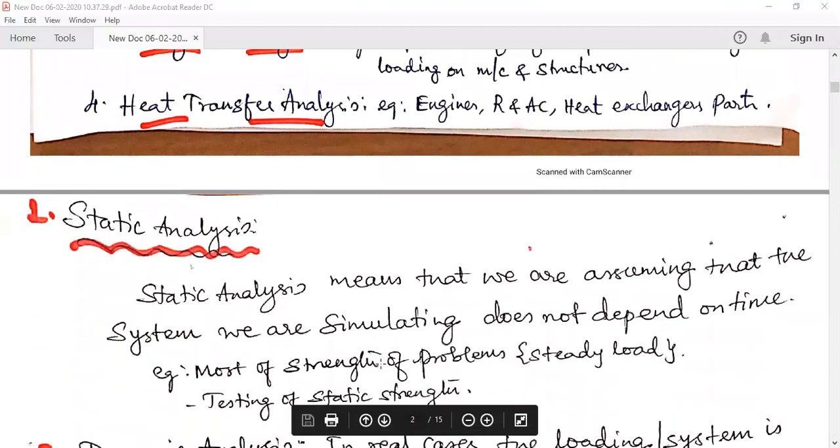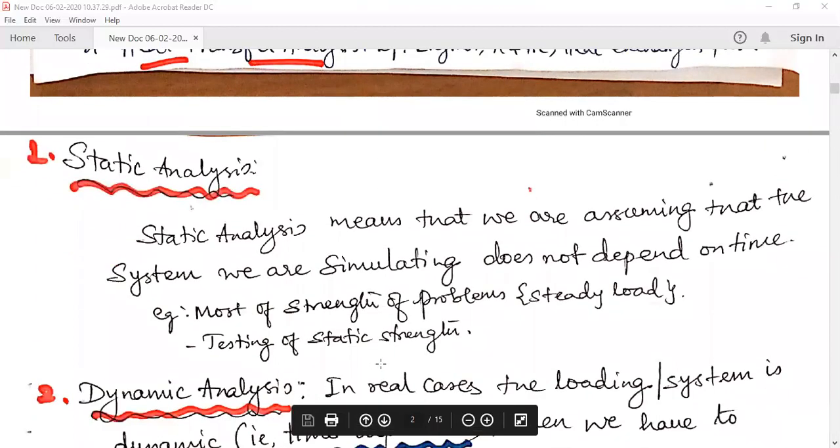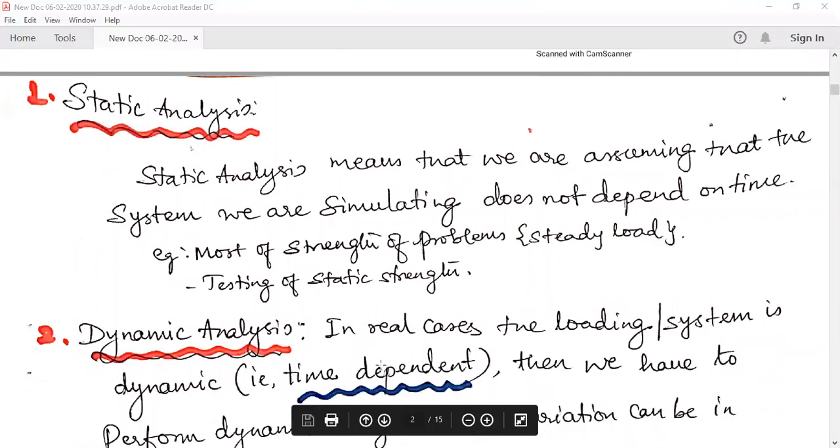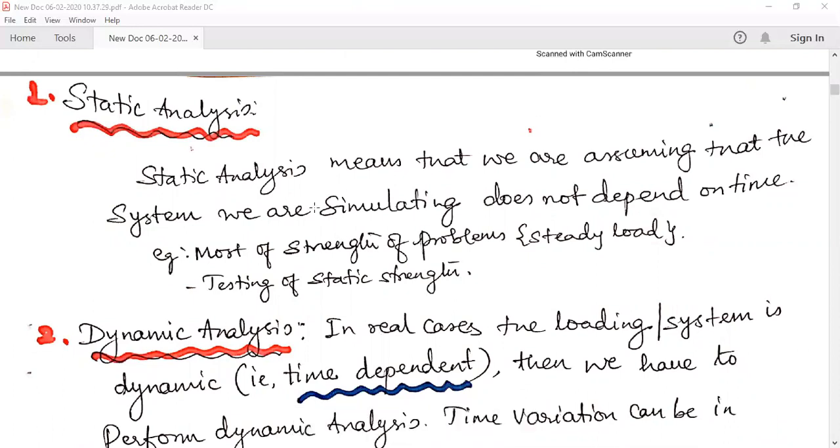So we'll move on to the broad spectrum of analysis that is being carried out in FEA. It falls under two categories: static analysis and dynamic analysis. In static analysis, we assume that the load is constant on the body with respect to time. It does not vary with the passage of time.